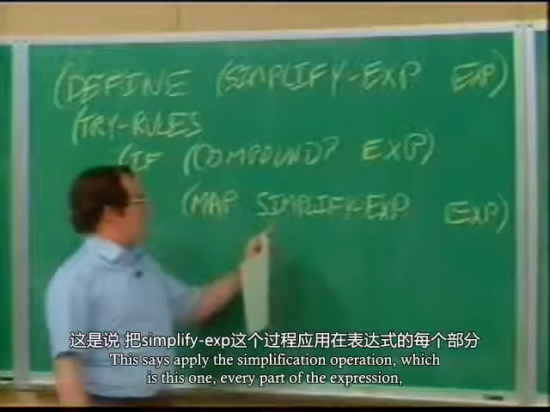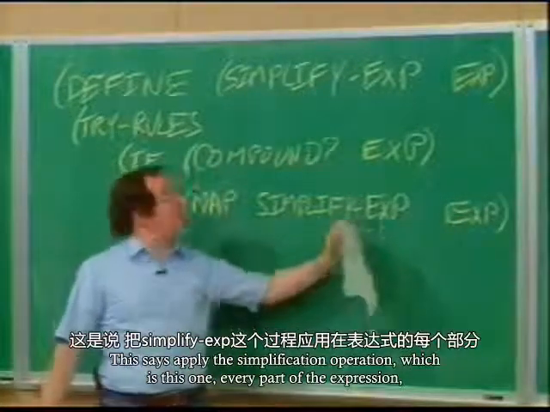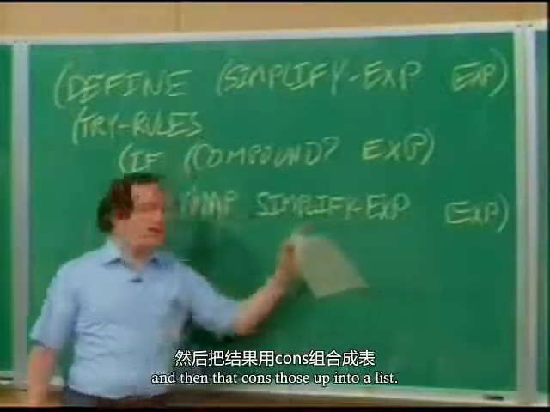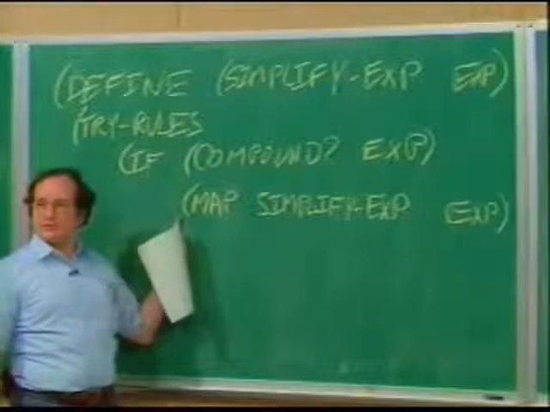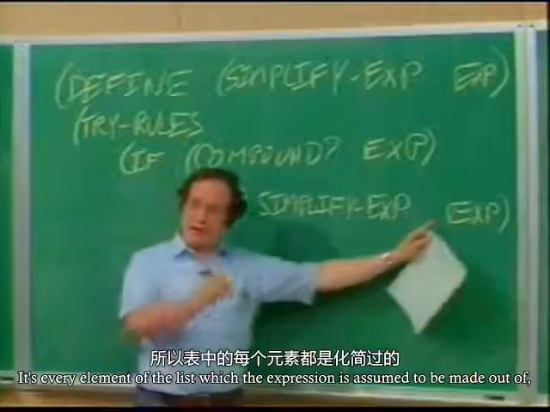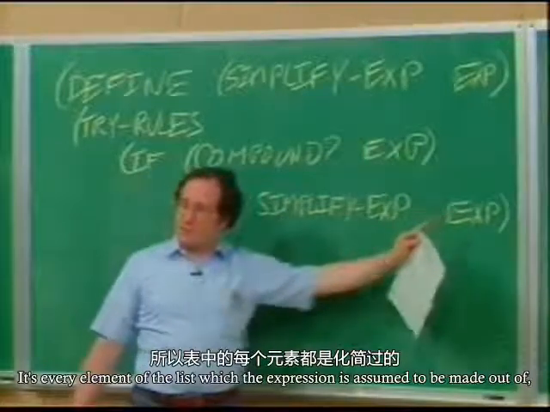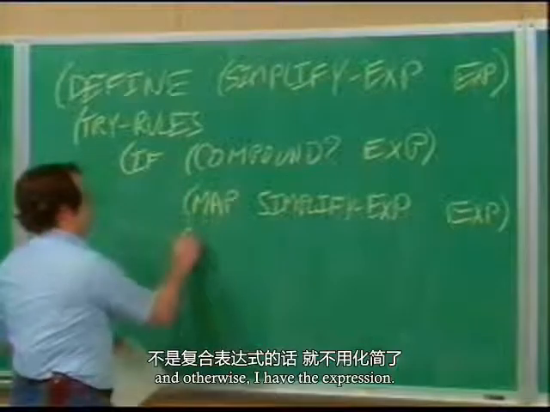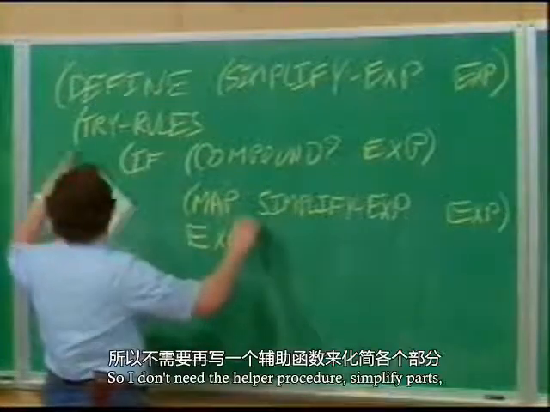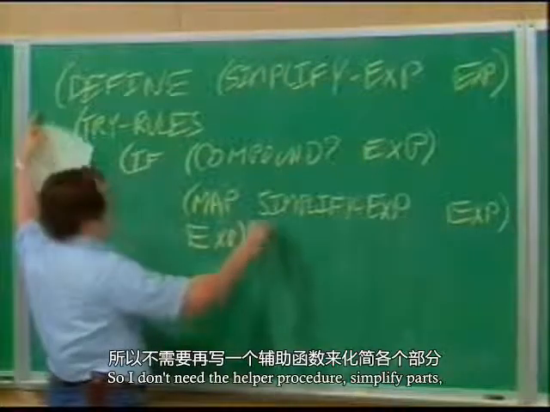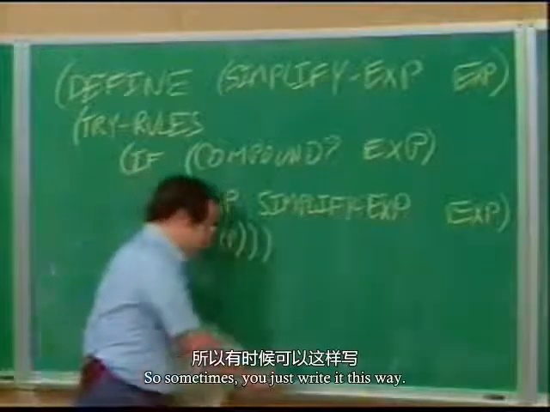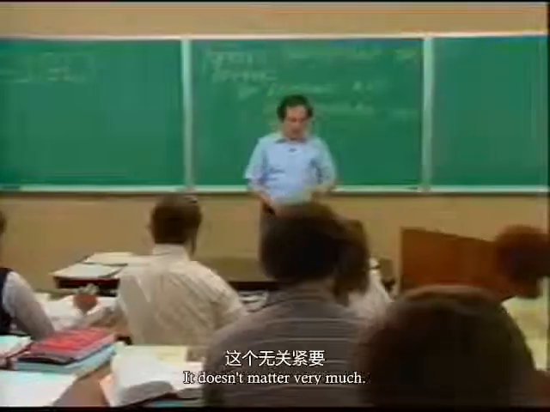This says apply the simplification operation, which is this one, to every part of the expression, and then cons those up into a list. Just every element of a list, which the expression is assumed to be made out of, and otherwise I have the expression. So I don't need the helper procedure, simplify parts, because that's really this. So sometimes you just write it this way. It doesn't matter very much.